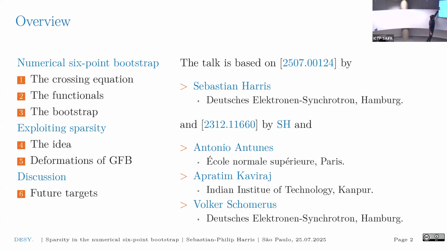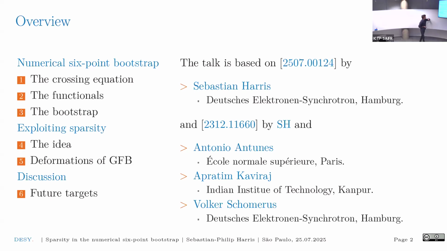So my plan is that in the first half of the talk, I say some general things about the numerical 6-point bootstrap and how to set up a semi-definite program that's dual to 6-point crossing. And that part will be based on some work with Antonio, who's over there, Apratim Kaviraj, and my PhD supervisor, Volker Schomerus.